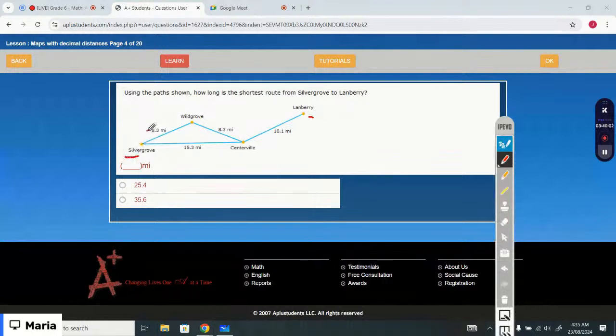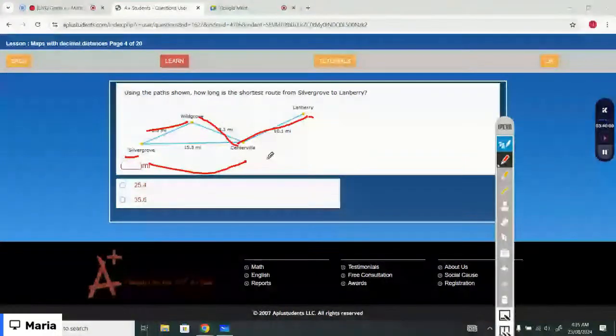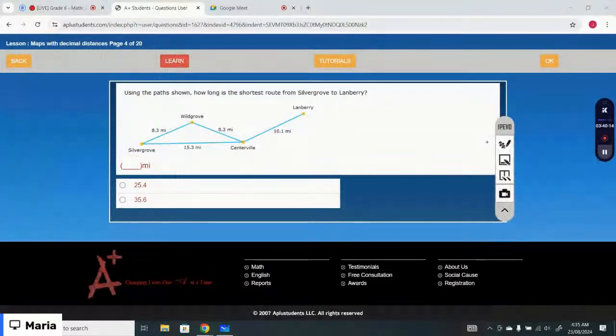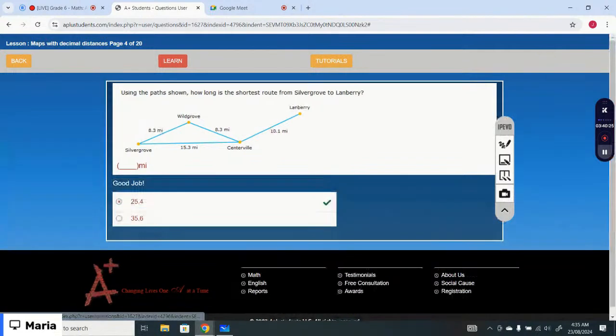You can go two ways, like one way like this, then like this, right? And the other way you can go from Silver Grove to Centerville and then this one, right? So you have to find the shortest route. I think if you add this one, this is the shortest, 15.1 and 13.4. That is 25.4, the shortest distance. The correct option is 25.4.